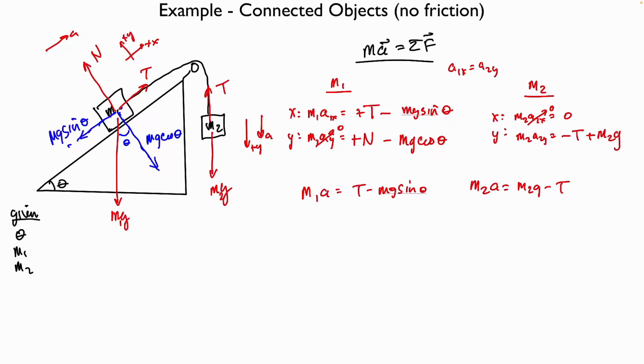All right, so I'm solving those 2 equations for acceleration. How many unknowns do I have? 2. By the way, what step am I in now?